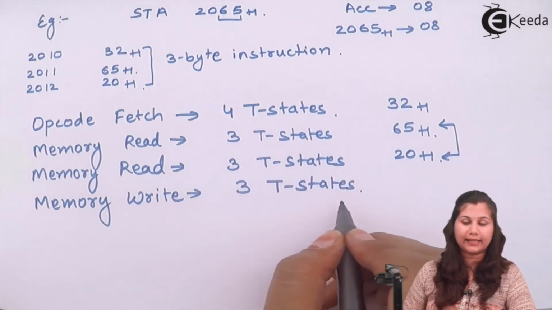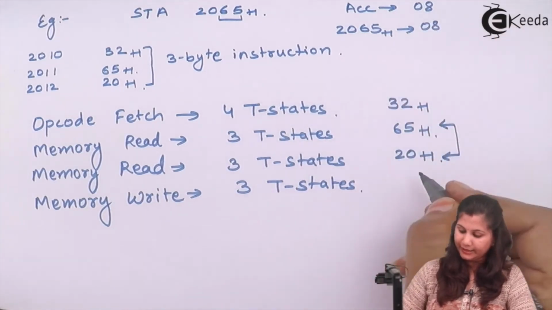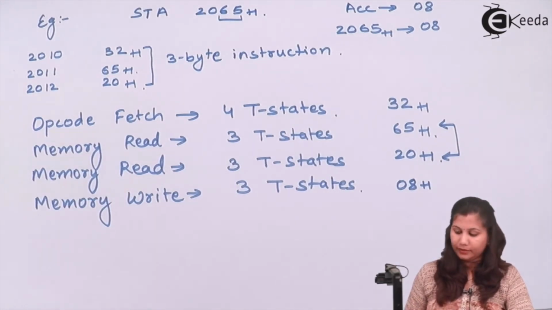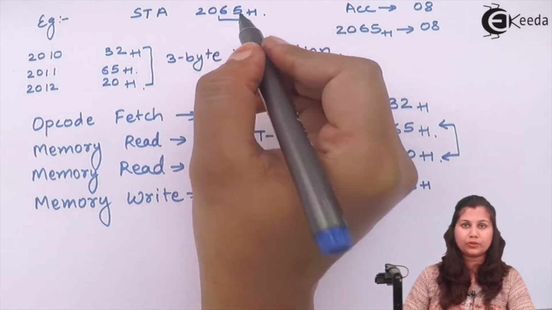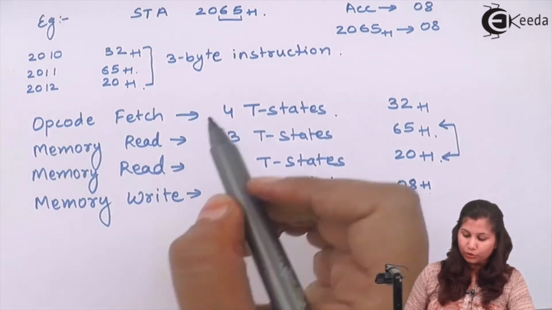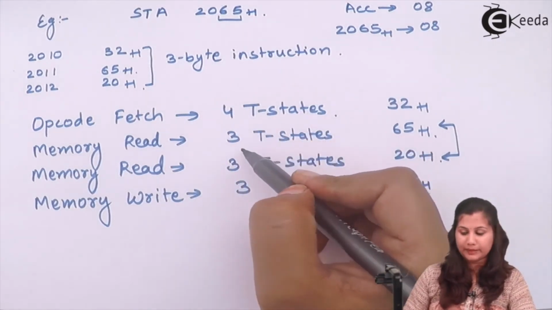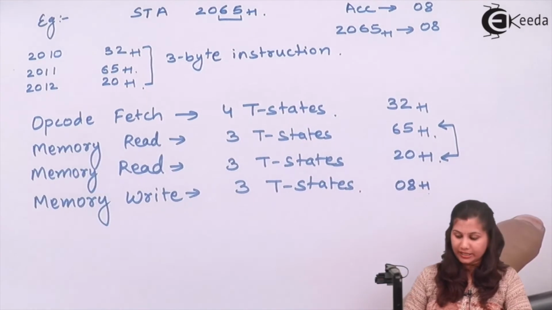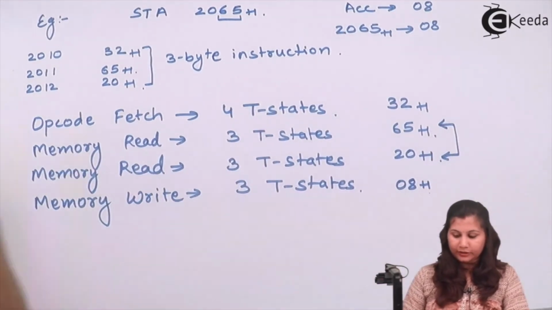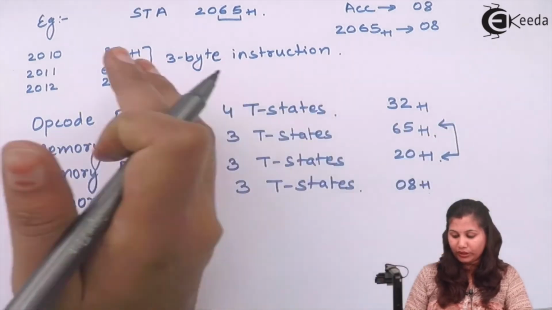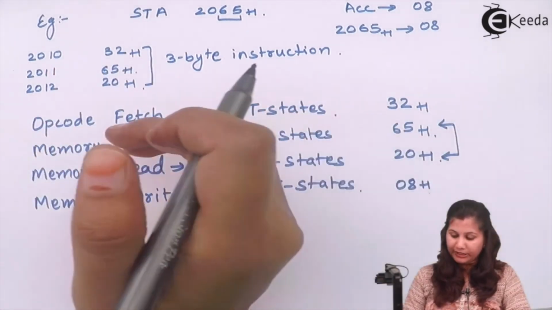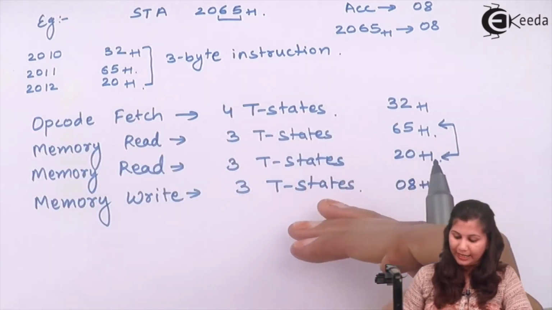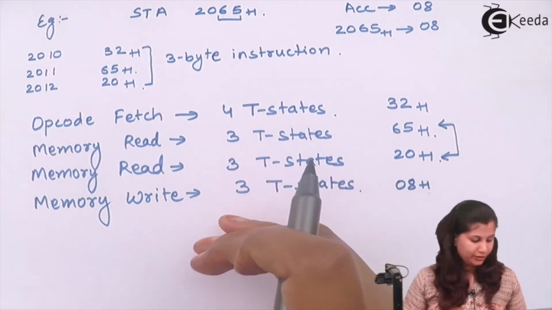which requires 3 T states. In this memory write cycle, this data 08 will be written from the accumulator into the memory location 2065H. So the total T states required will be 4 plus 3 plus 3 plus 3, that is 9 plus 4. It will require 13 T states in total, and the timing diagram will consist of the 4 T states of the opcode fetch, 3 T states of memory read, 3 T states of the second memory read machine cycle, and 3 T states of the memory write machine cycle.